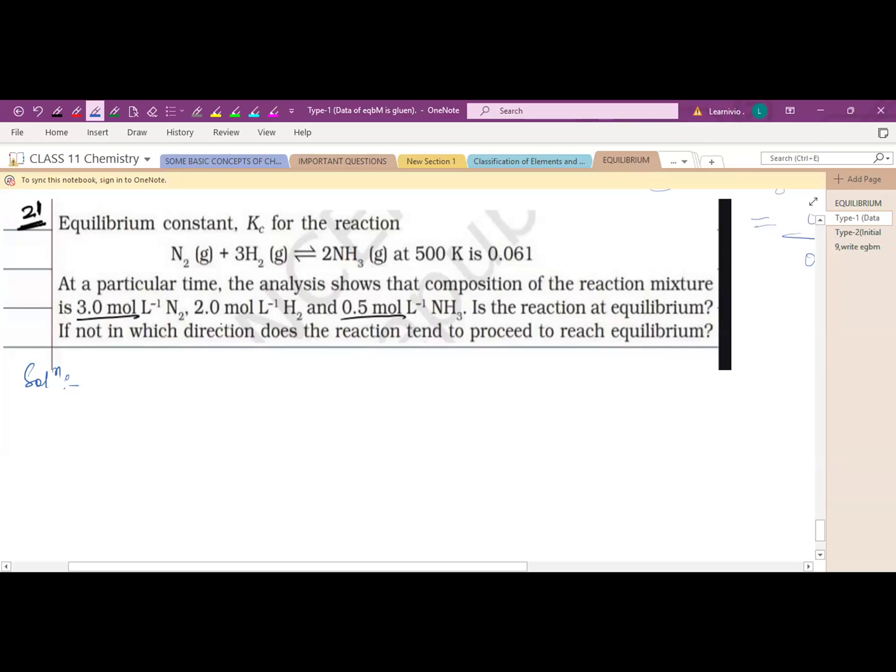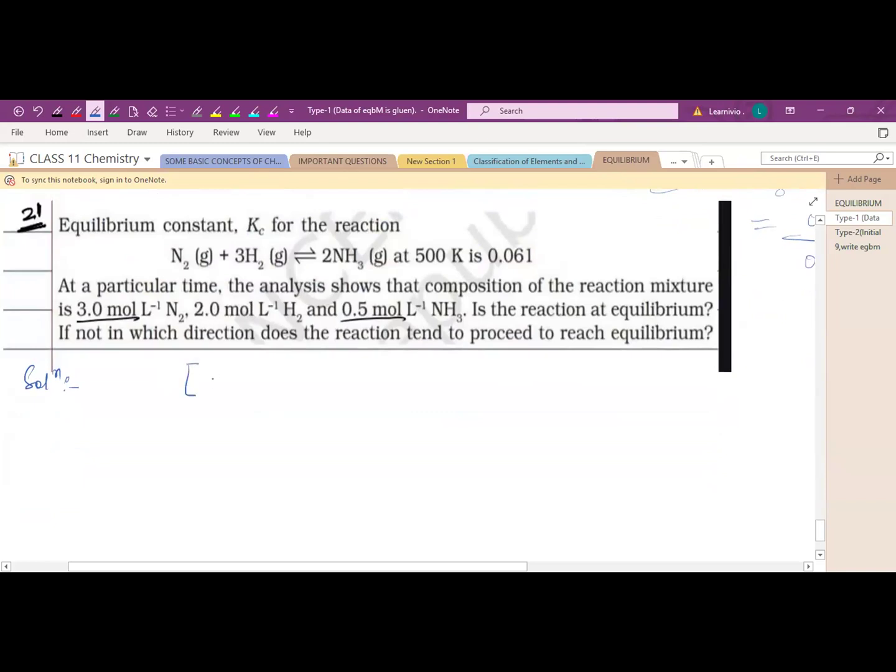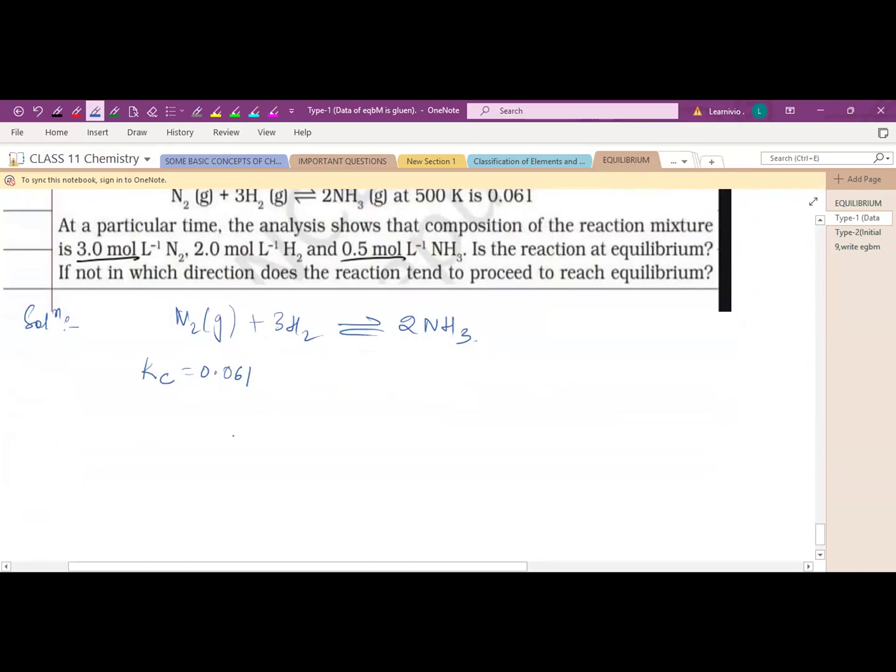Okay, so this is your reaction. That is very much similar to the above question, right? N2 plus 3H2 gives 2 moles of ammonia. The value of Kc is given as 0.061. Now the reaction mixture concentration is given in molar, basically mole per liter. Molarity is given for N2, H2 and NH3.